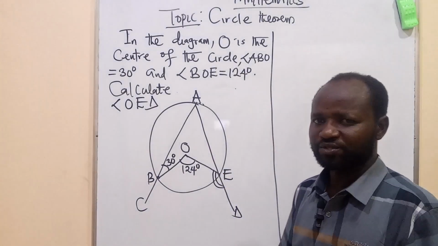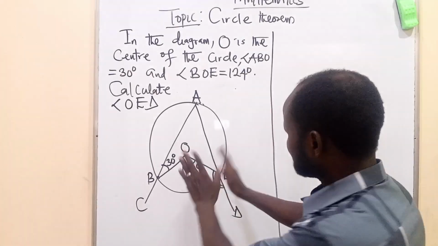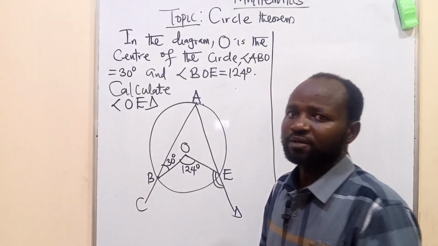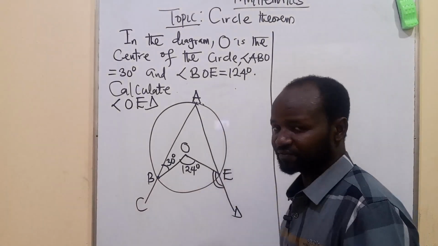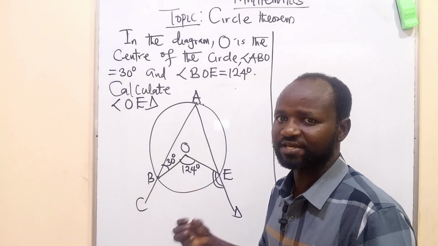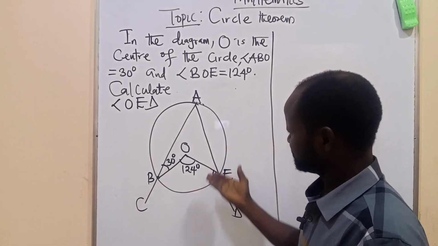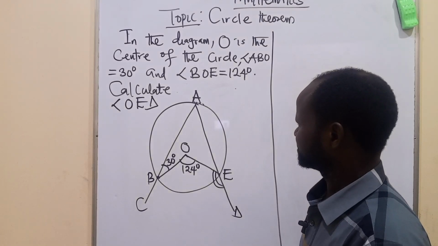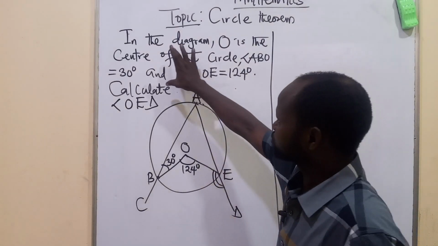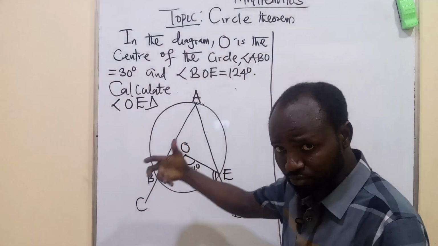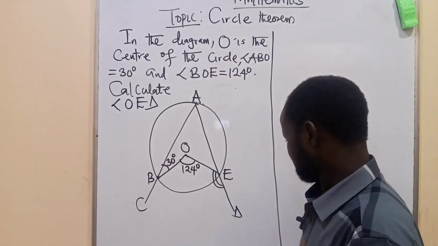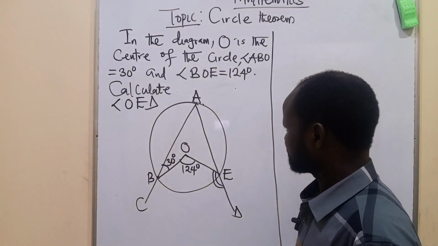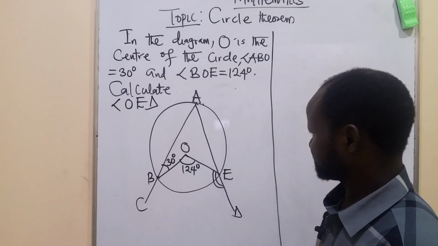With circle geometry, the way I will approach this question may not be the same as the way another person will approach it, but the beauty of it is we must arrive at the same answer. So let's look at how we can solve this together. You have to read this condition here. We are told from the question that O is the center. If O is the center, we have to look at this question critically.